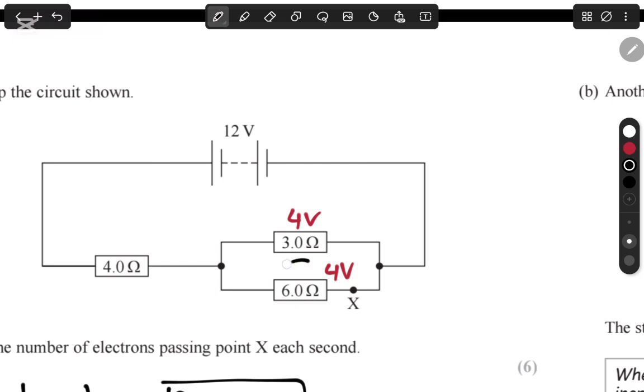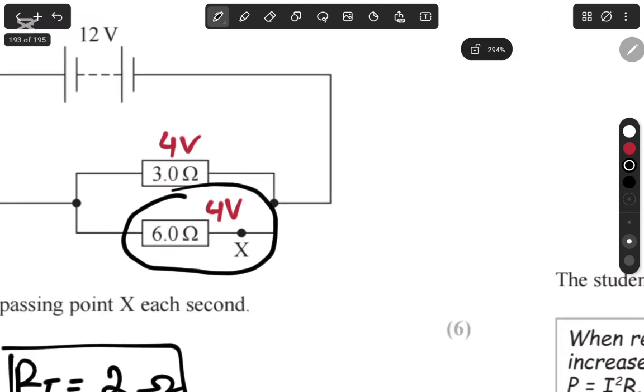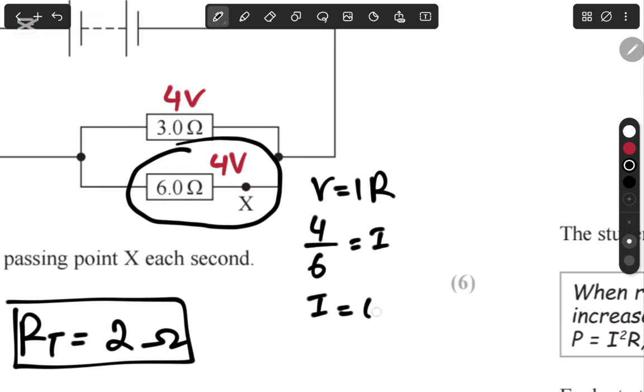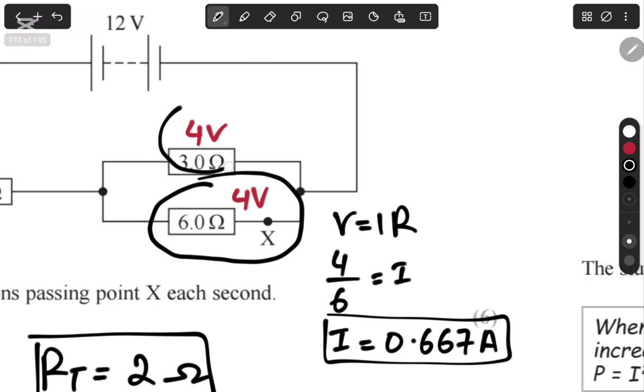Now what I can do is I can bring my focus right over here. Okay, and I can find the current here. So I know V equals IR. So 4 divided by 6 equals I. So 4 divided by 6 is going to be I as 0.667 amps. Okay. You can find the current for this as well. Why not, if you want to.